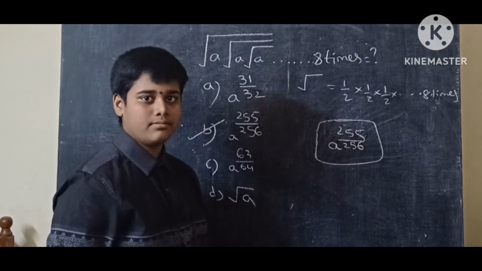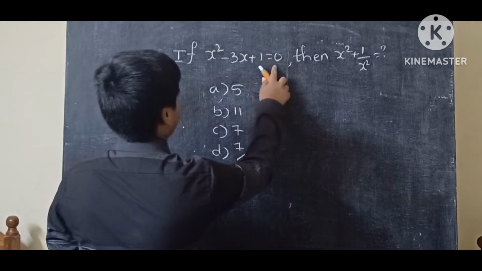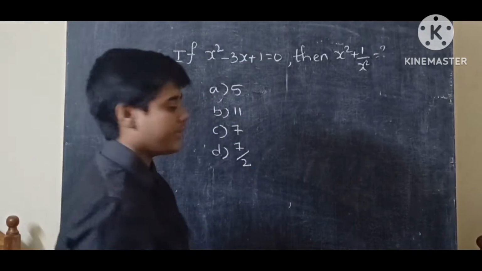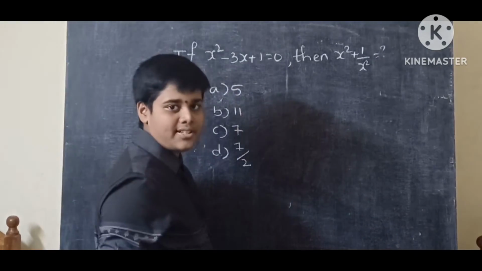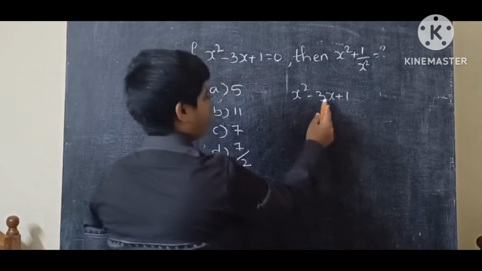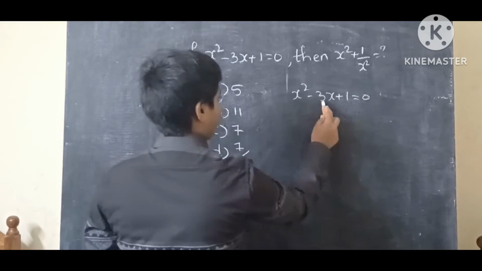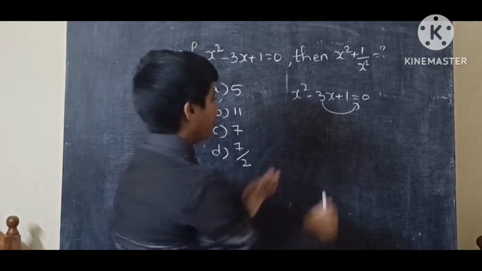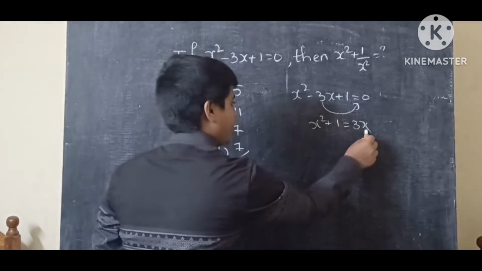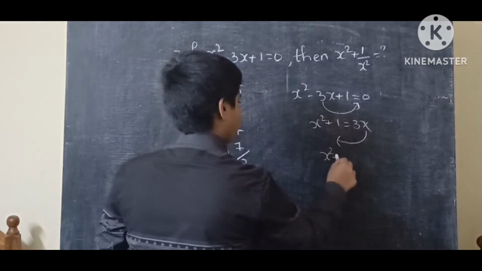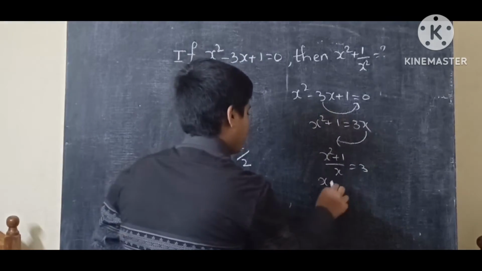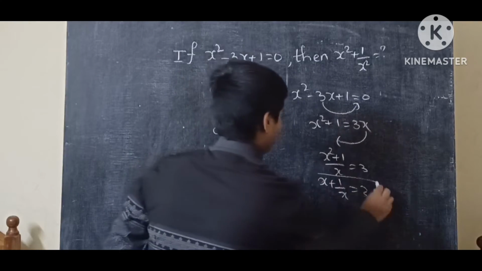If x square minus 3x plus 1 is 0, then they are asking to find x square plus 1 by x square. Here they give one equation: x square minus 3x plus 1 equals 0. Transposing the 3x to the other side, it becomes x square plus 1 equals 3x. If I divide by x, x square plus 1 by x equals 3, which means this is in the form x plus 1 by x equals 3.